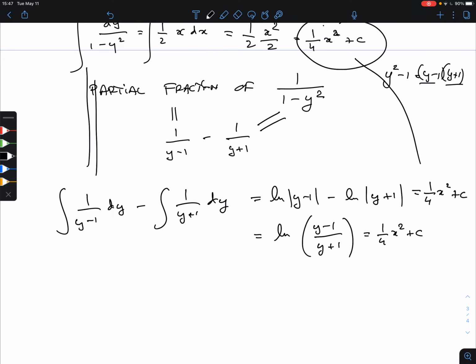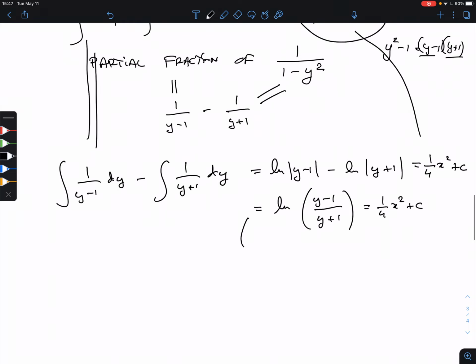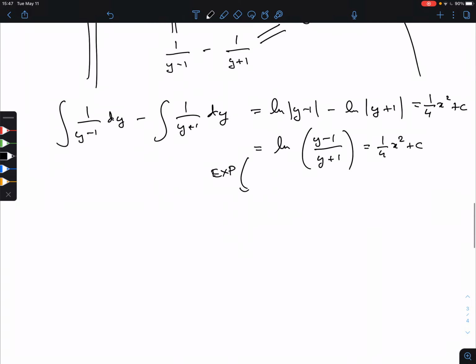Now, how do you get rid of the ln? Ln is the inverse of exponential, so we exponentiate, we take the exponential of both sides, and then the e and the ln cancel out, so we get y minus 1 over y plus 1 equals e to the 1/4 x squared plus c.